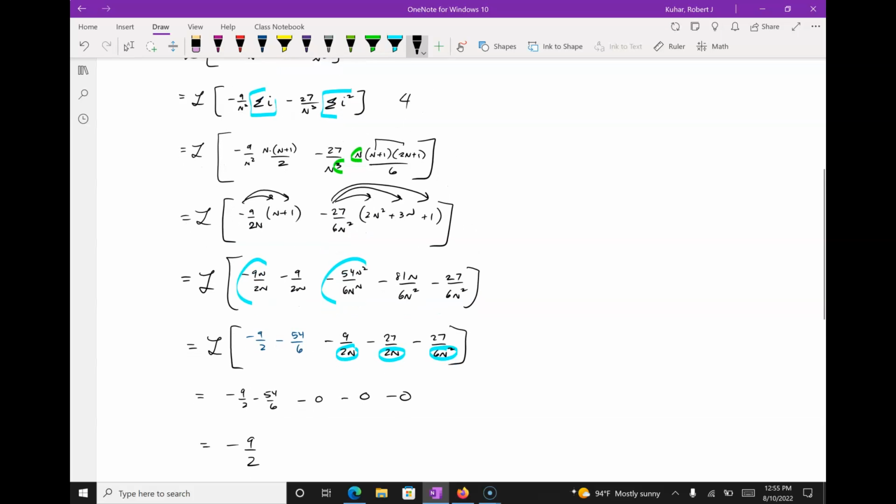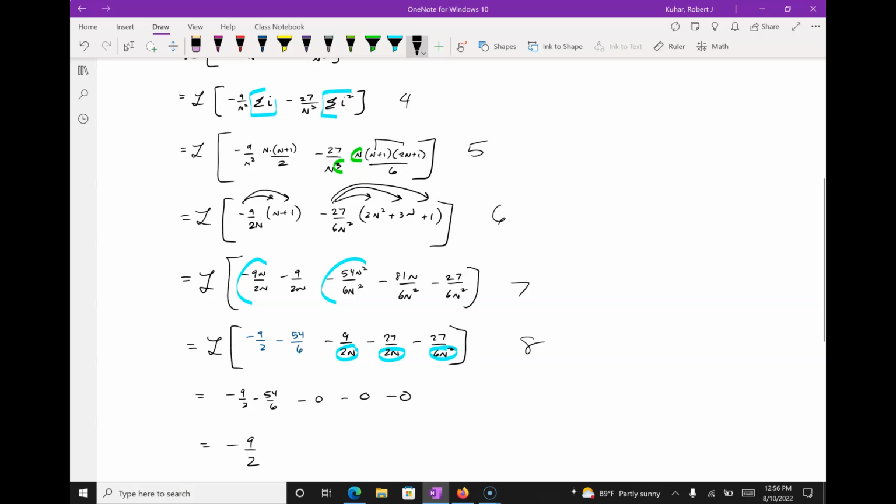Yeah, so line 5, 6, 7. Yeah. That's right, I got minus 9 halves. So there I canceled my n squared. Right, that's an n squared, sorry. That's why it probably looked weird.